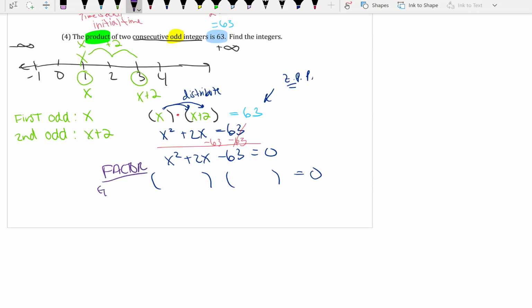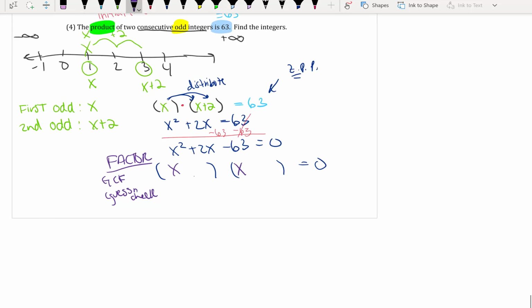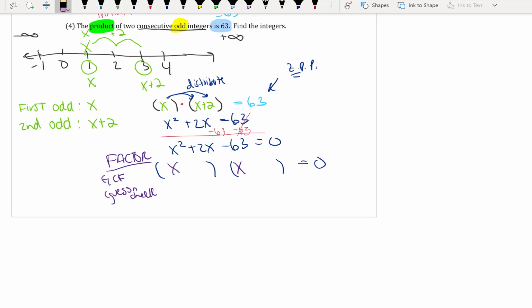there is not any greatest common factor, but I am going to do my guess and check. Since the first is x times x, and 63 I know can be divided by 9, and that's 7. And that would be 7 and 9. To get a positive 2 would be a positive 9 and a minus 7. So I have x minus 7 is equal to 0, and x plus 9 is equal to 0. So x is equal to 7, and x is equal to a negative 9.